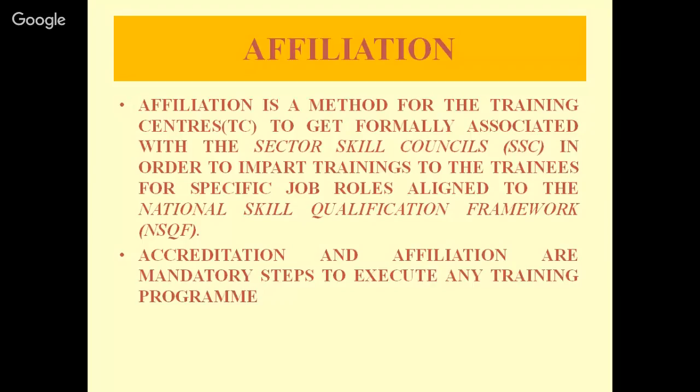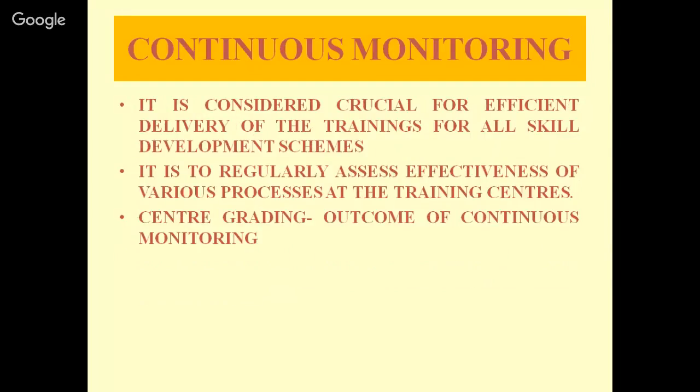Accreditation and affiliation are mandatory steps to execute any training program. As I told you earlier, you cannot conduct any training course without getting your center accredited as well as affiliated to one or more sector skill councils. And when you get your center accredited or affiliated, you will have to define specific job roles selected from that list, and only then you can conduct those courses. Then there is continuous monitoring. One is accreditation, another is affiliation, and third is continuous monitoring.